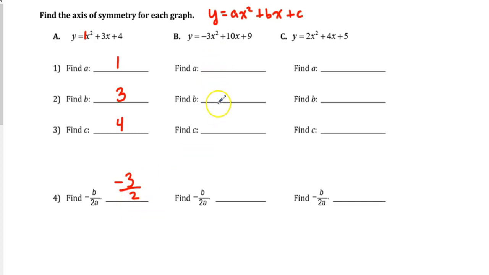Let me have you work on part B and part C, being very careful about the fact that some of these coefficients are negative, and that's going to make the a, b, or c negative. Hopefully you took time to work those out. Now you can just check your answers.